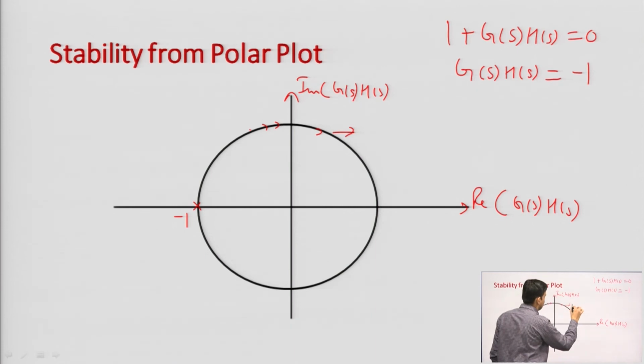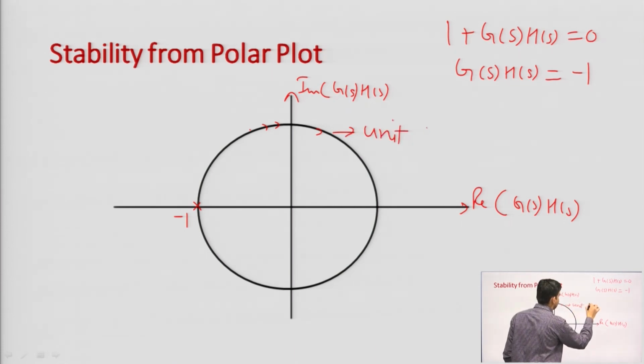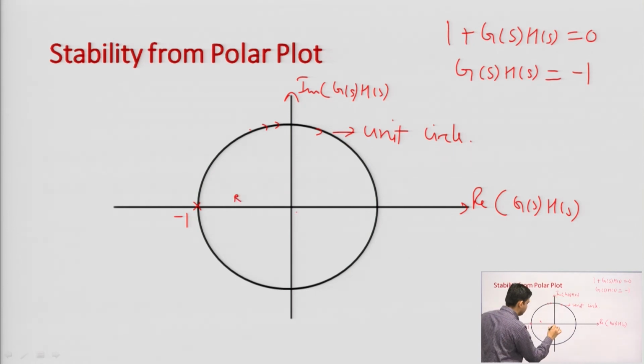So, this is a unity circle, or unit circle. I will make a radius from this axis to this -1 and I will plot this circle. After making this circle, I need to observe my polar plot. Suppose this is my polar plot going like this.